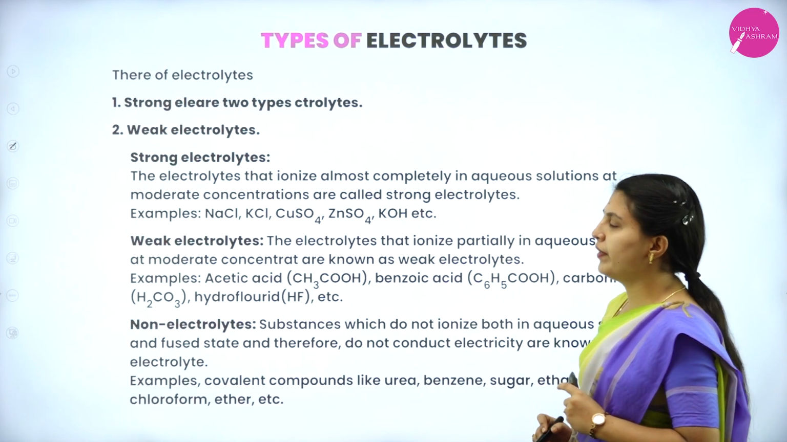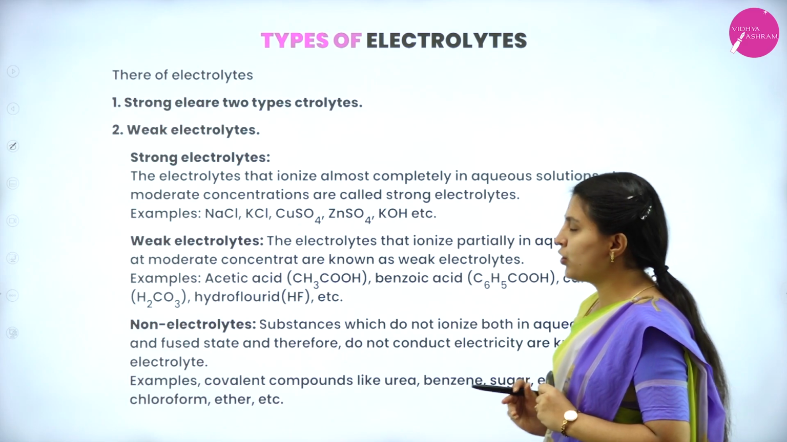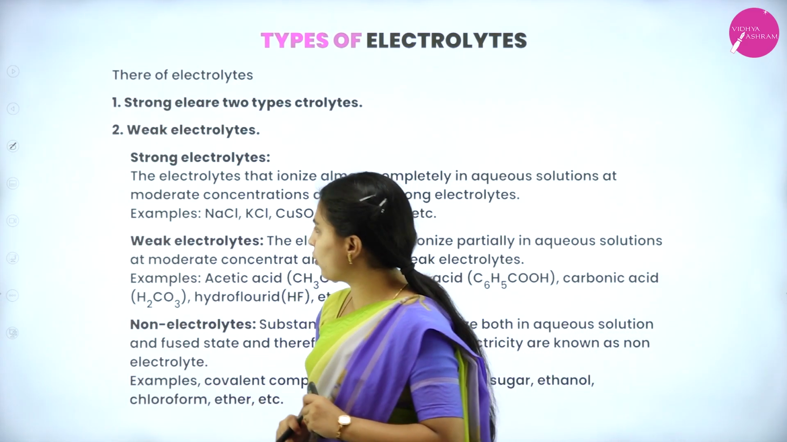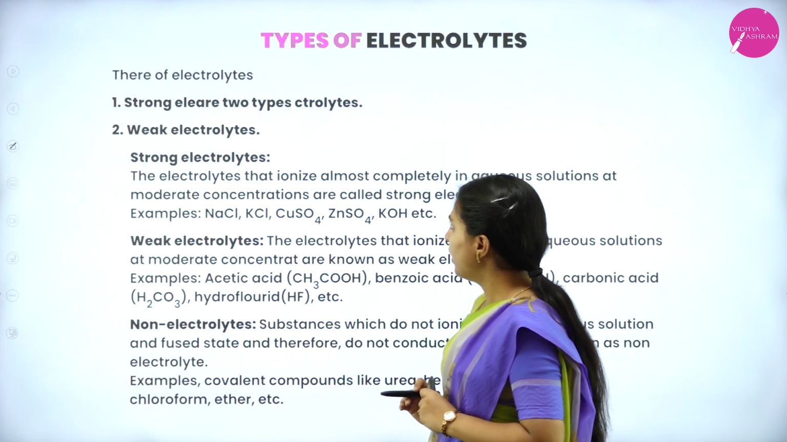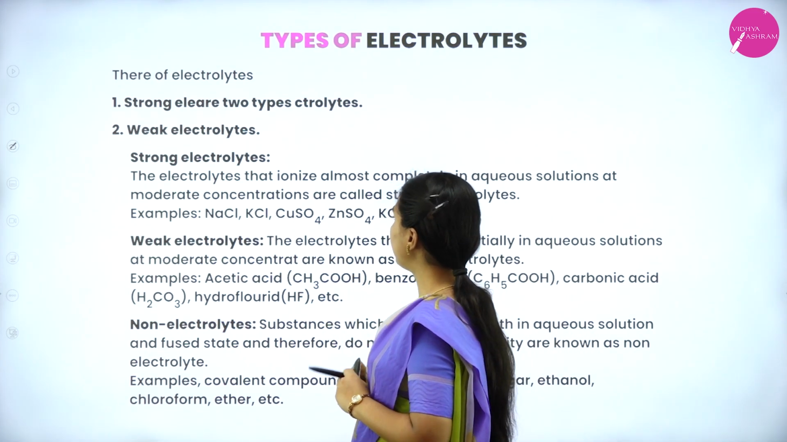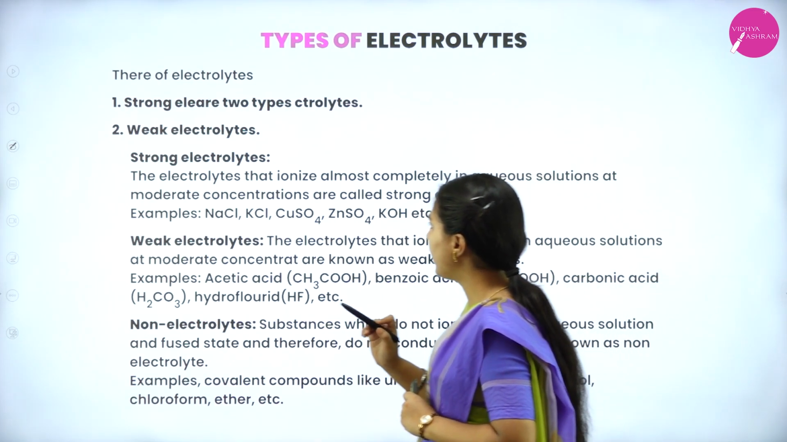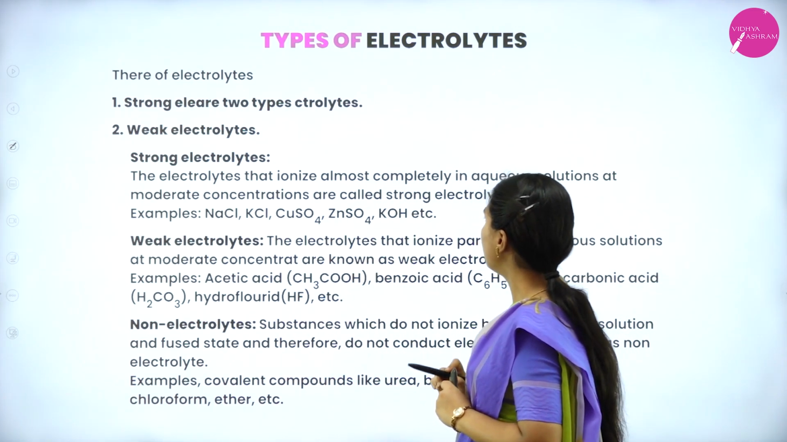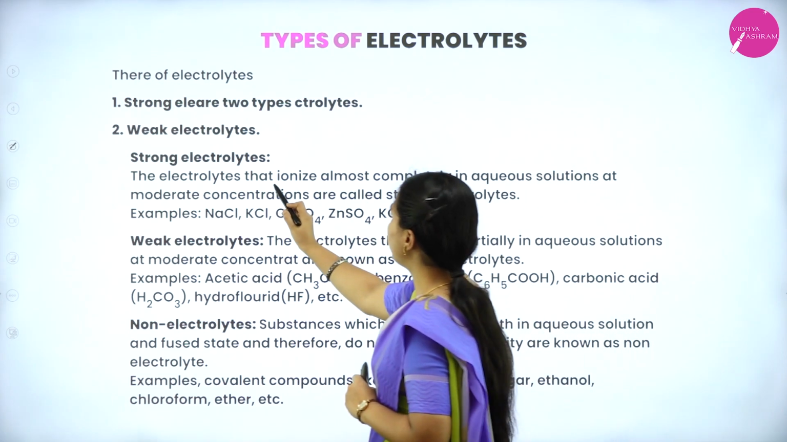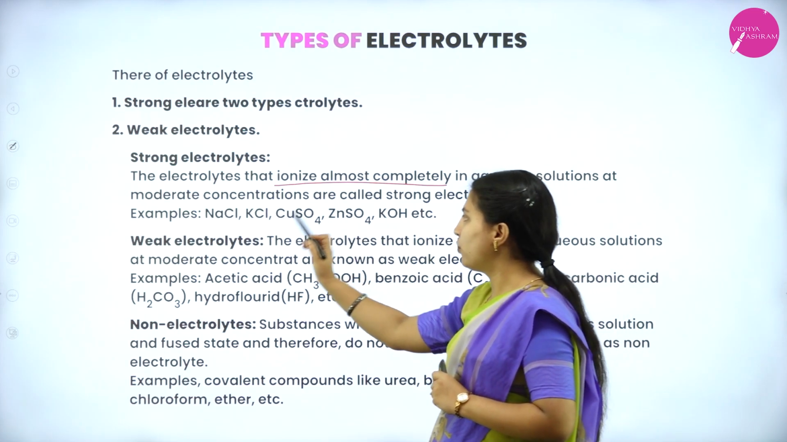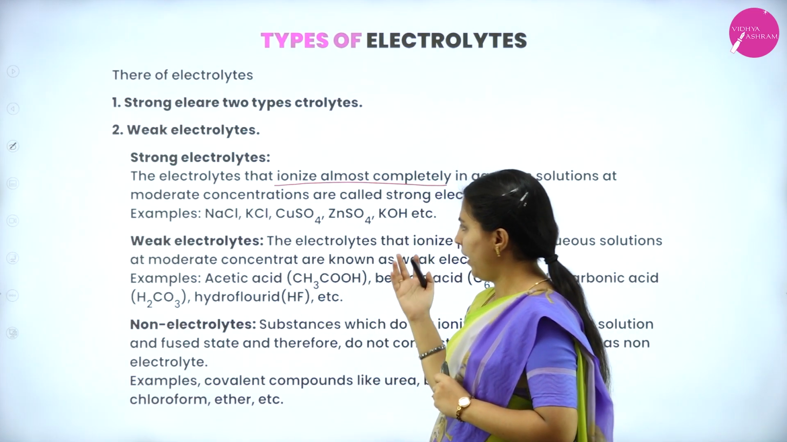Next, types of electrolytes. There are two kinds of electrolytes: strong electrolytes and weak electrolytes. First we will see strong electrolytes. The electrolytes that ionize almost completely in aqueous solutions at moderate concentrations are called strong electrolytes, for example sodium chloride, potassium chloride, etc.